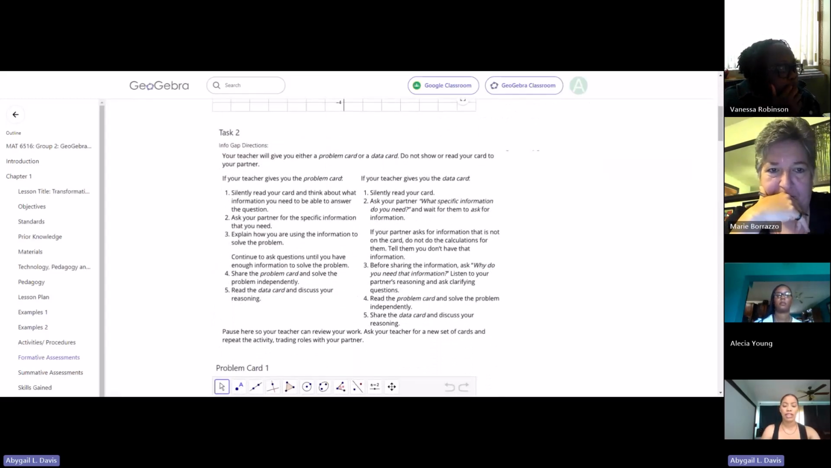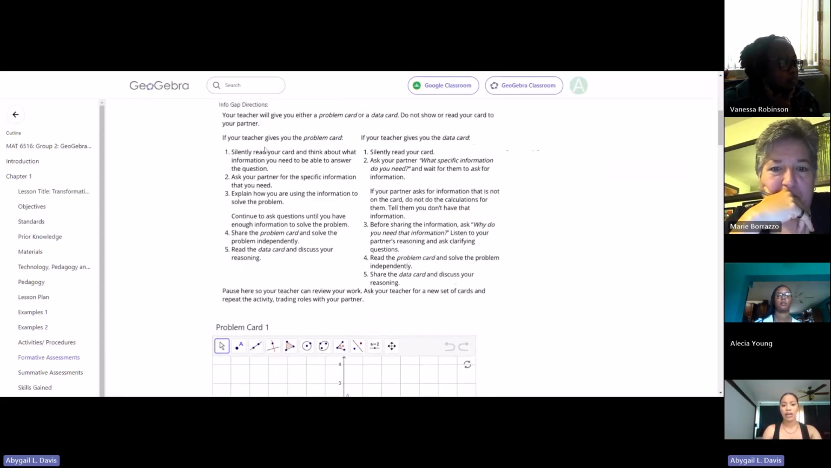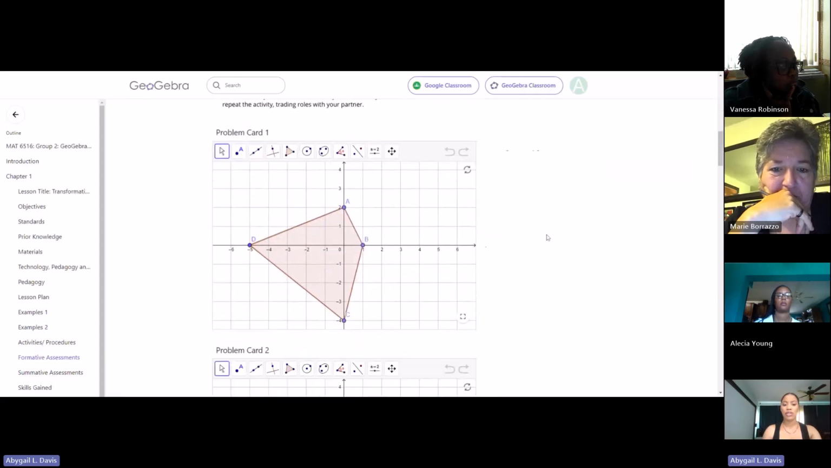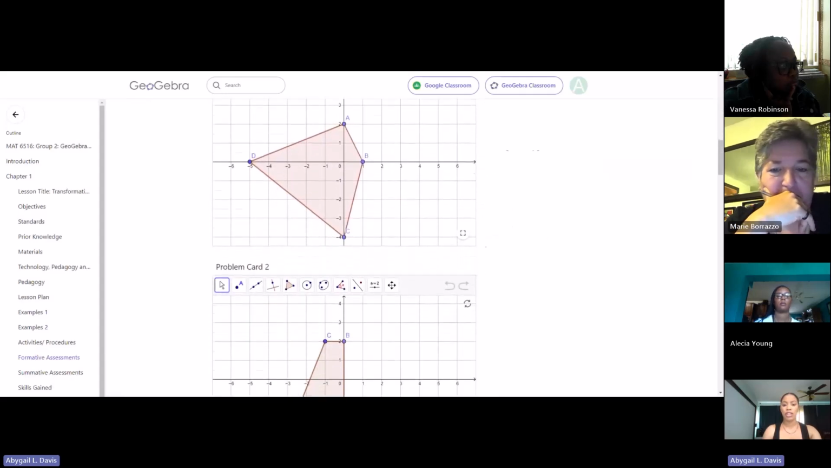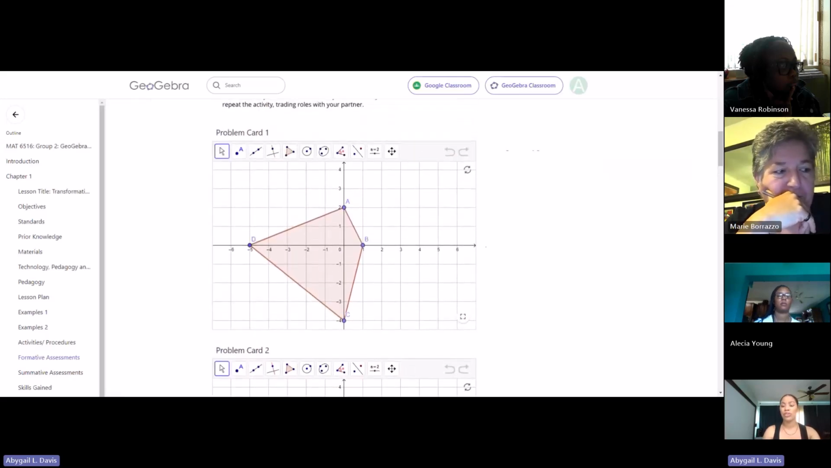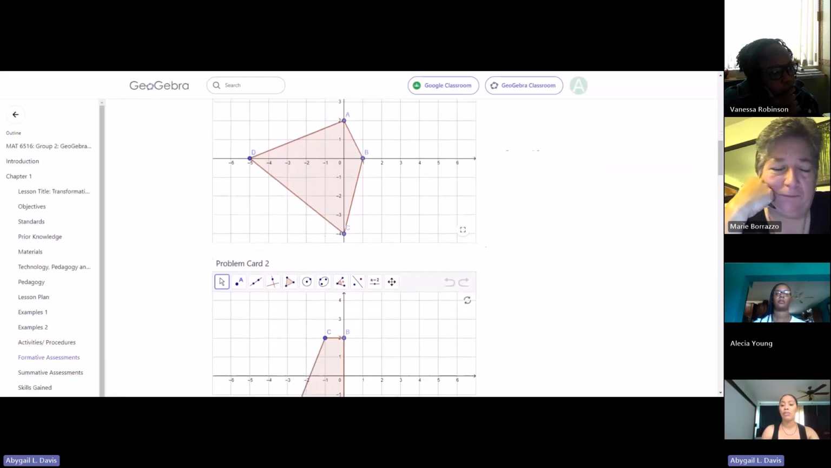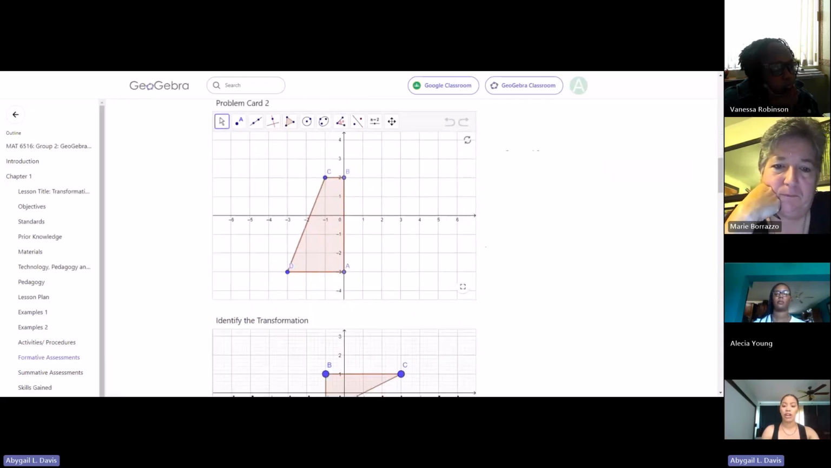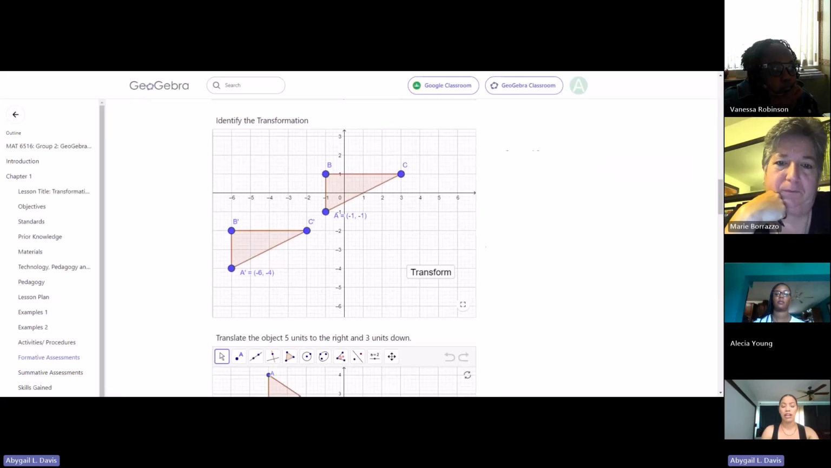There's also a second task card that students are able to use. Here you have a list of instructions and the 2 task cards, problem card number 1 and problem card number 2. Students can develop their own sequence of transformations, so they could initiate, or the teacher could also provide instruction as to which transformations they could do. They can discuss their findings as a class, they can present, they can do a number of things to show if they are understanding the content well.